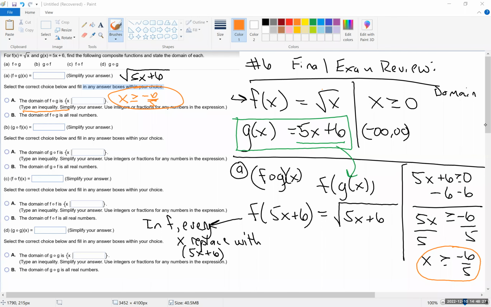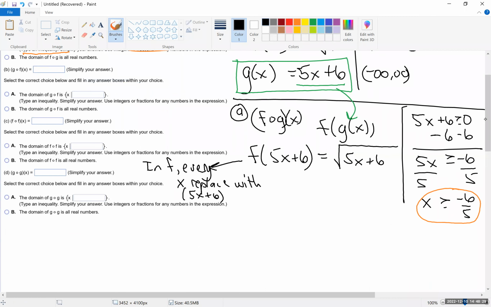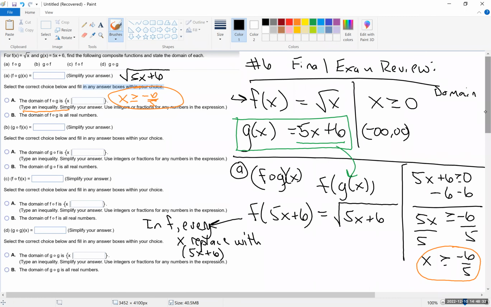So now we're going to do part B. And what we're going to do here is just copy and paste so that we have it.